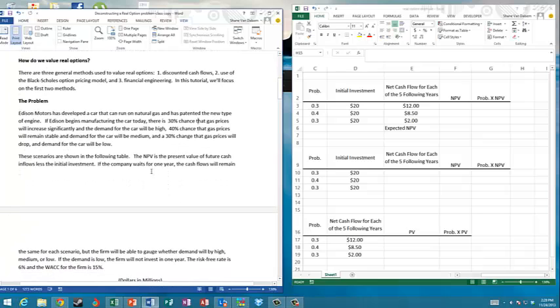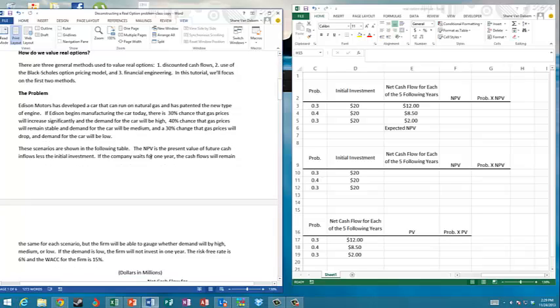So here's the problem we're going to look at. Edison Motors has developed a car that can run on natural gas and has patented the new type of engine. And again, the reason why we have this option is they have a patent on the engine. If Edison begins manufacturing the car today, there's a 30% chance that gas prices will increase significantly, and the demand for the car will be high because the cost of fuel will be much more expensive, so people will want to purchase the car that runs on natural gas, which would be less expensive than oil. There's a 40% chance that gas prices will remain stable and demand for the car will be medium, and a 30% chance that gas prices will drop, so nobody really wants to buy the car fueled by natural gas because oil will be cheap and it'll be less expensive to drive a gas car.